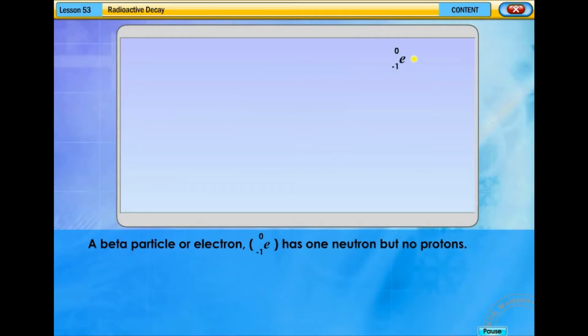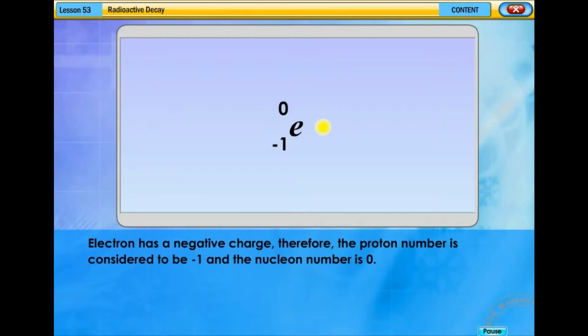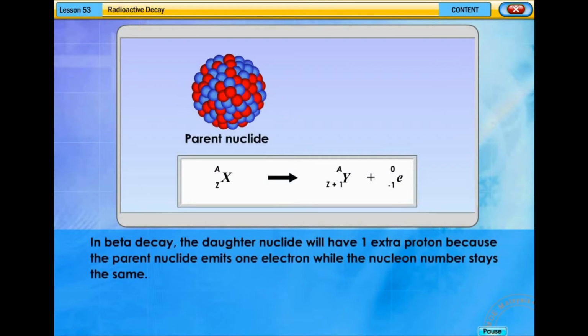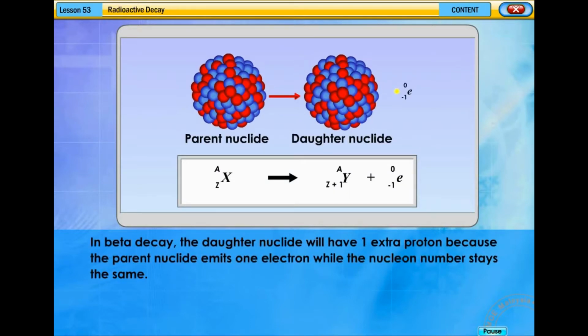A beta particle or electron has no neutrons and no protons. Electron has a negative charge, therefore the proton number is considered to be -1 and the nucleon number is 0. In beta decay, the daughter nuclide will have one extra proton because the parent nuclide emits one electron while the nucleon number stays the same.